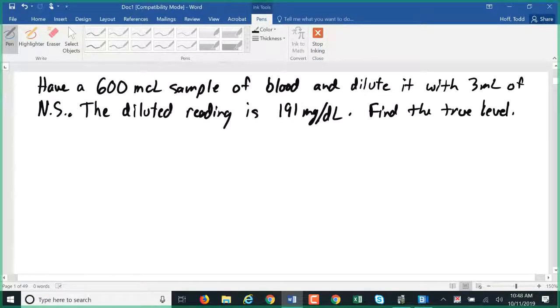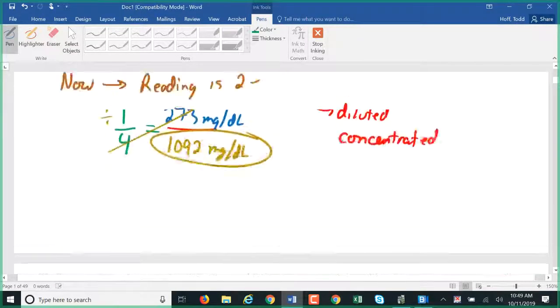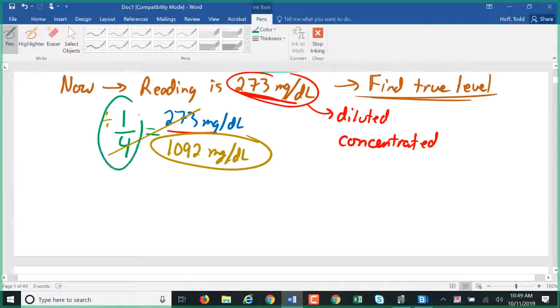So what do we have to figure out first here? What information do we need to adjust that reading to get to the true level? The diluted reading, true level, of course, is going to be the concentrated reading. In the last problem, what gave us the relationship between the diluted reading and the concentrated reading? Where did this 1/4 come from?